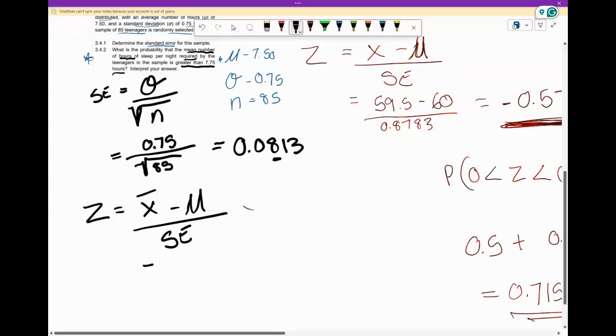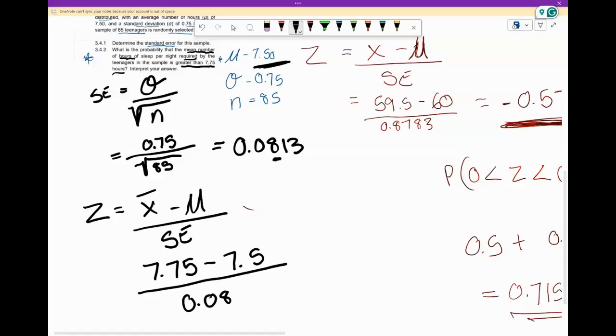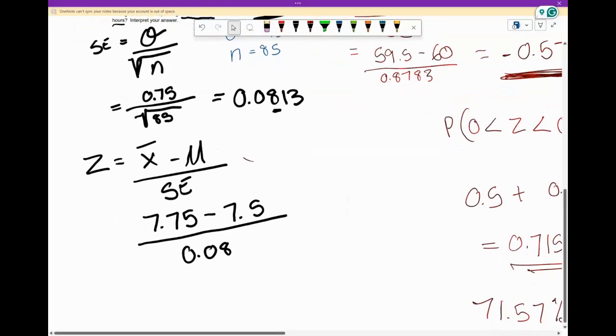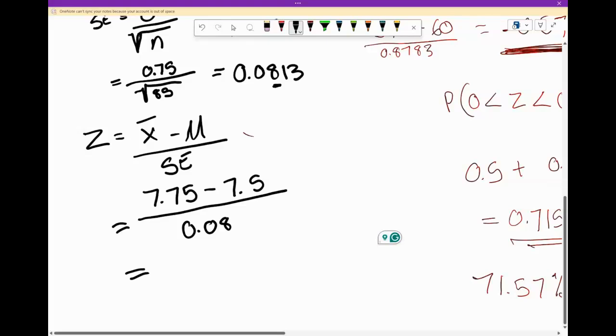So we then say 7.75 minus the mean that we have for the population, which is 7.5, divided by your standard error, which is 0.08 according to your workbook, because they rounded it off. But you guys can take it further if you wanted to. Remember, they only say you must round off your answer.